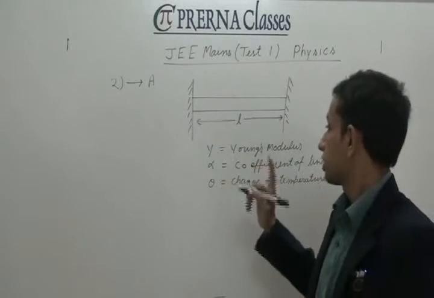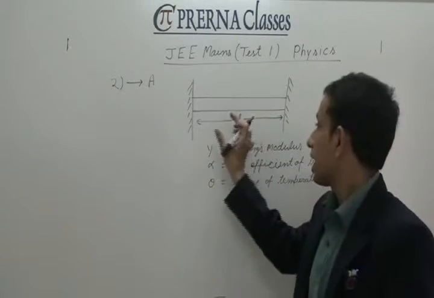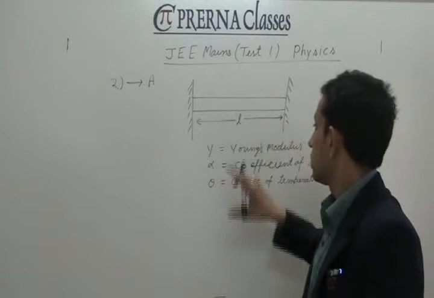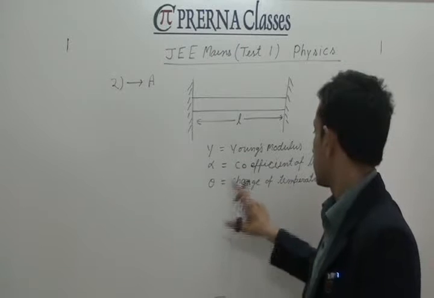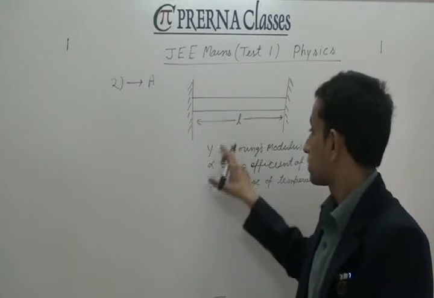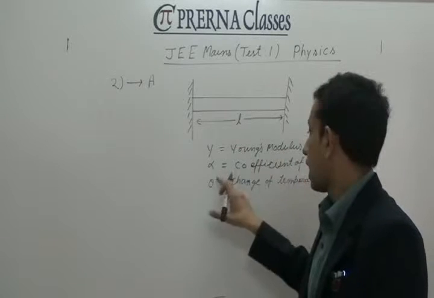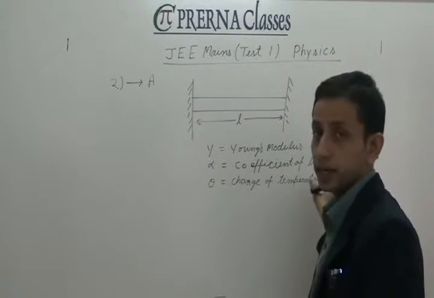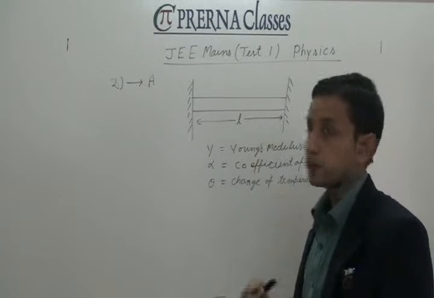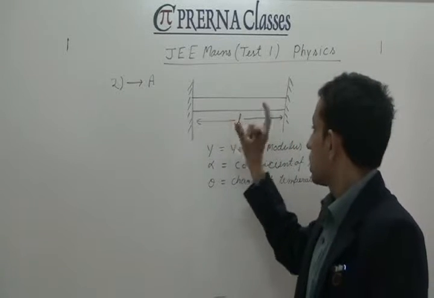Okay, come to the second question. In this question we have a rod fixed between two rigid walls. Now it is heated with a temperature difference of theta, and its Young's modulus is given, Y, and alpha is the coefficient of linear expansion. So what we have to find? The stress developed in the rod.